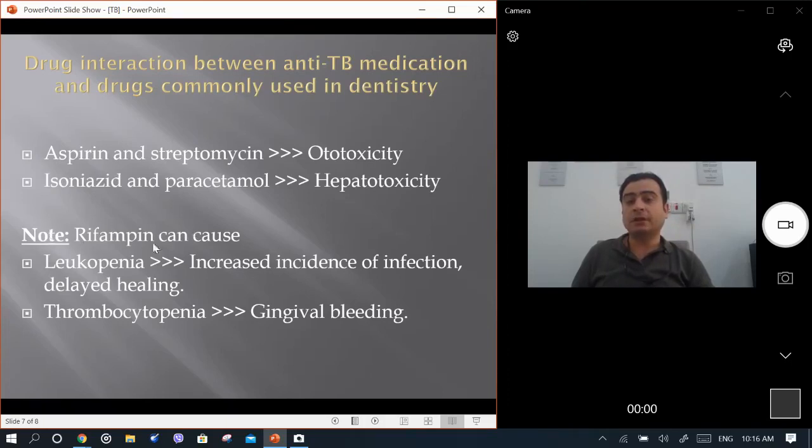We have included rifampin. Rifampin is also a drug used for treatment of tuberculosis. Rifampin can cause side effects that can be manifested within the oral cavity, including leukopenia, which can increase the incidence of infections and cause delayed wound healing. Thrombocytopenia increases gingival bleeding. Thrombocytopenia means a decrease in the level of platelets, and this might be manifested within the oral cavity as gingival bleeding.